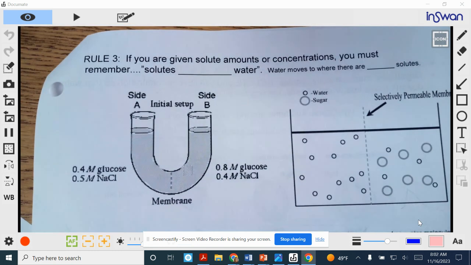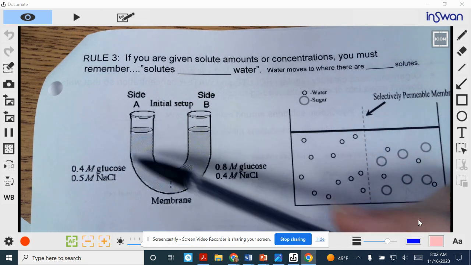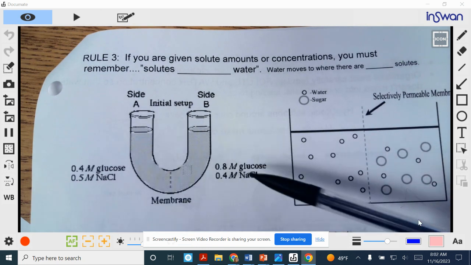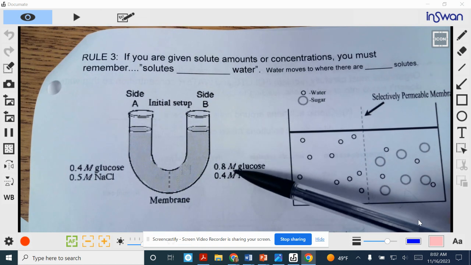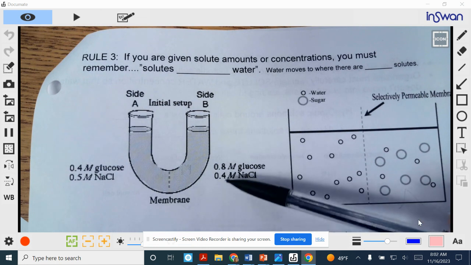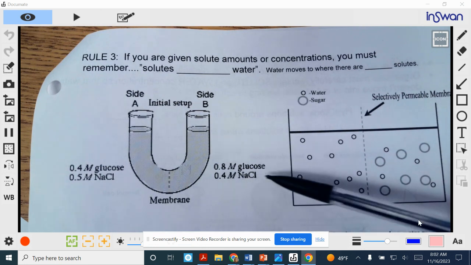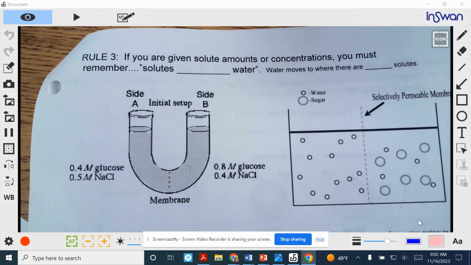Sometimes though, I'm not going to give you water amounts. I'm not going to tell you which solution is hypertonic. I'm just going to give you solutions, and the amount of solutes we've added. So we've added 0.8 moles of glucose in this solution, and we've added 0.4 moles of NaCl. This is just a unit of measurement, okay? It's actually a concentration.